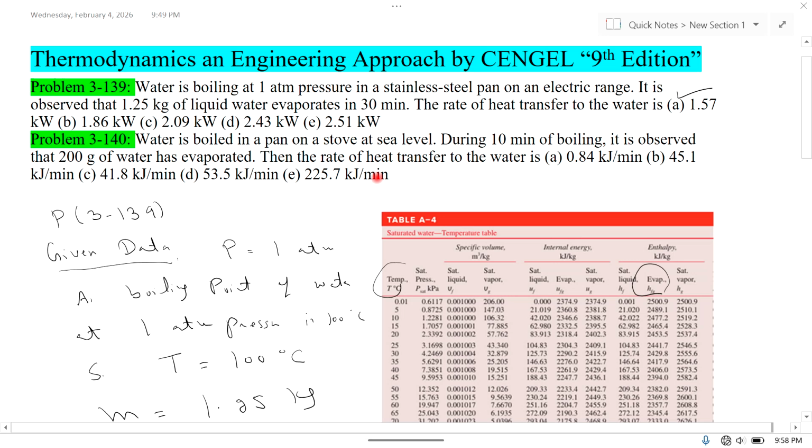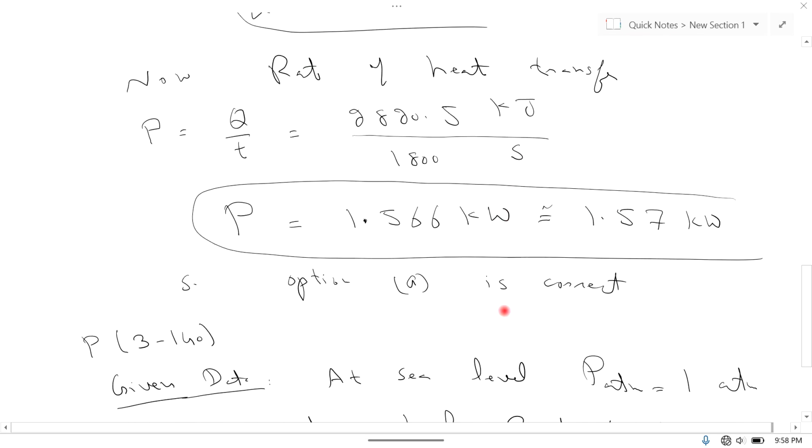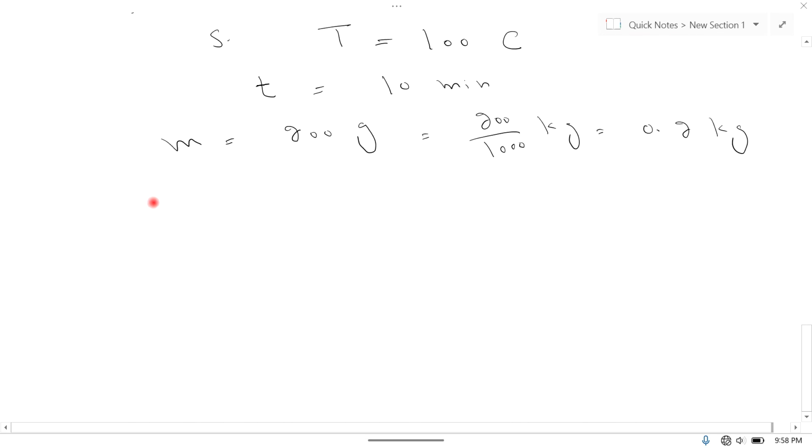Required is the rate of heat transfer to the water. Rate of heat transfer is basically power. Required is to find power. So this is similar to problem 3.139. So, solution. First we find the latent heat of vaporization.